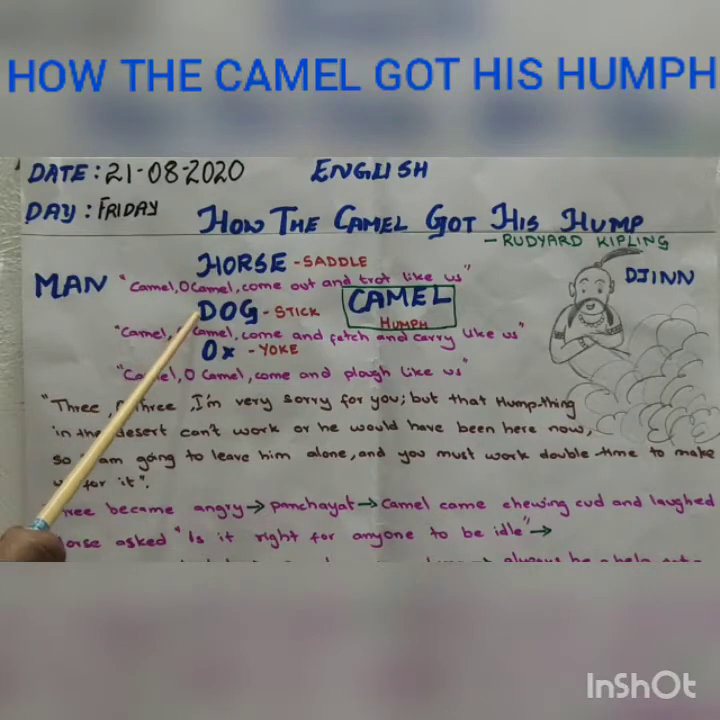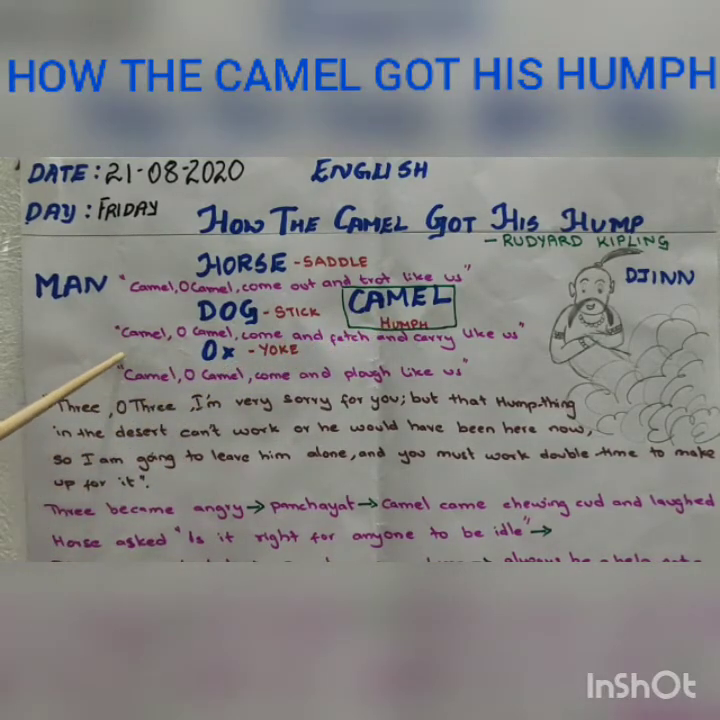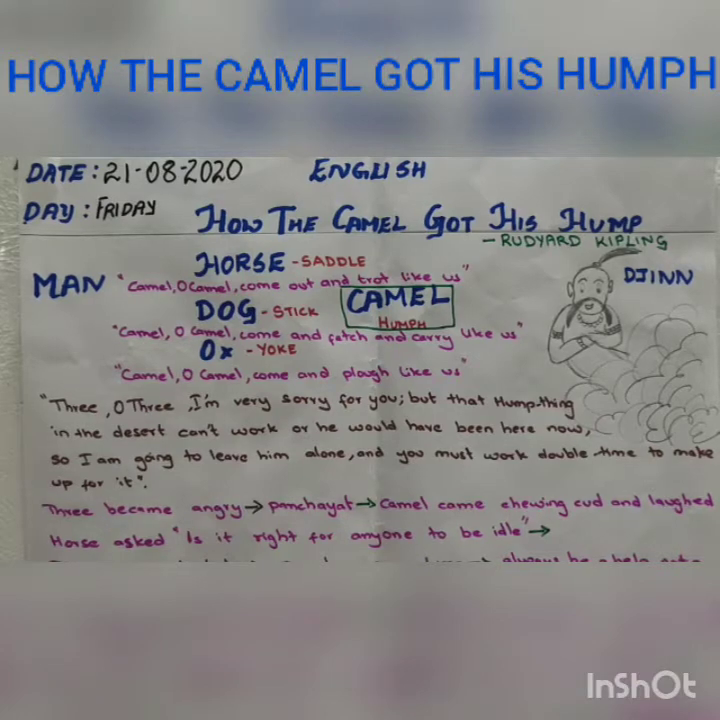Then on the next day, the dog went with a stick in his mouth and said to the camel, "Camel, oh camel, come and fetch and carry like us." And just the same answer, the camel said, "Hump." And the dog went back.